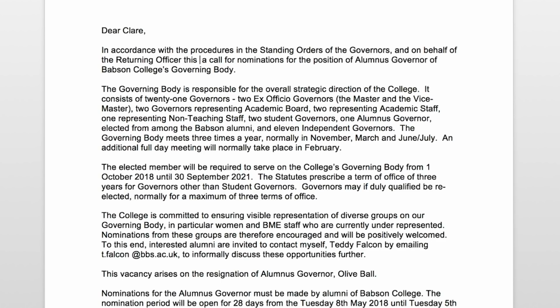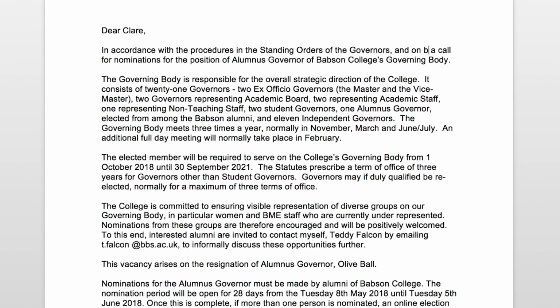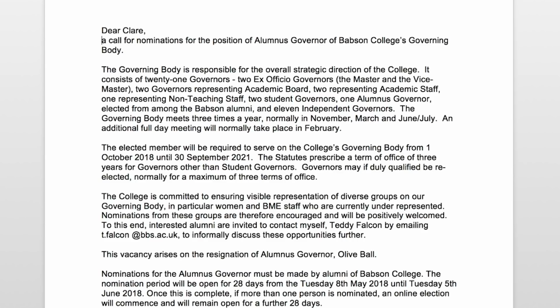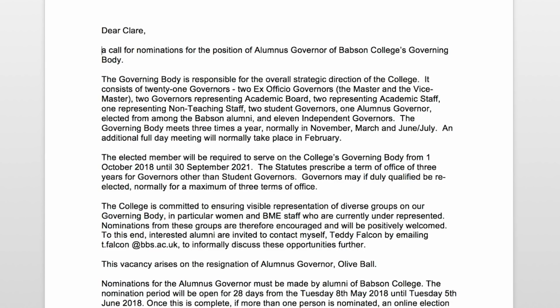So let's just get rid of all this very legalistic in accordance with stuff that I don't feel is necessary. It's just being legalistic for the sake of it. So then we get to what the email is about, and it says it's a call for nominations for the position of alumnus governor of Babson College. Now, this is a very nouny, non-active way of presenting this message. It's not clear to me whether I'm being asked to nominate myself or asked to nominate someone else. So it's left me rather confused.